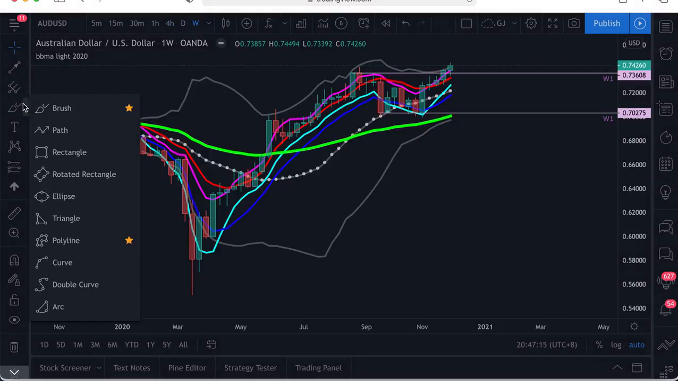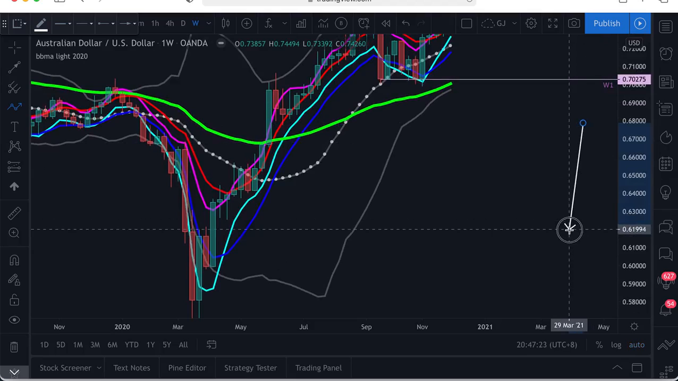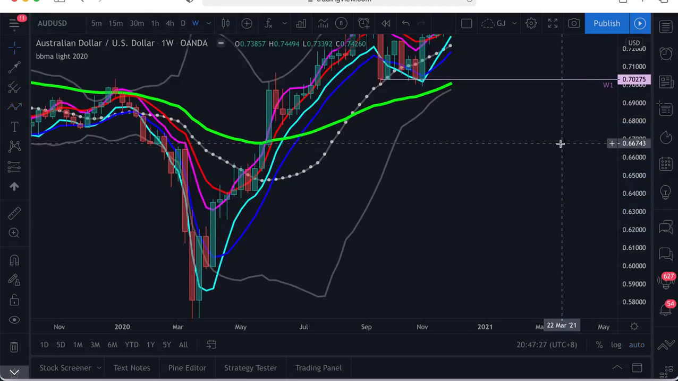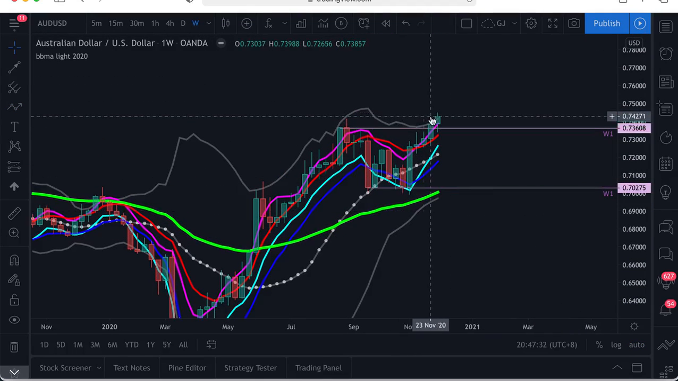Okay. Next pair is AUDUSD. For AUDUSD, we can see here AUDUSD also closed. Hold on, let me just, sorry, I didn't mean to draw that. So AUDUSD closed on the top of the Bollinger Band.